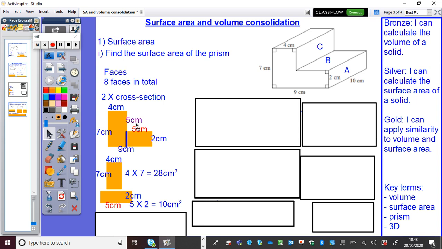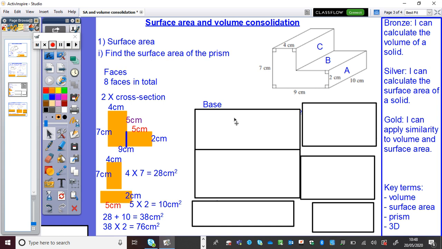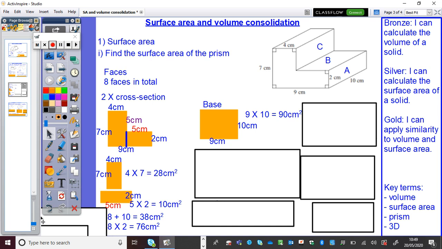So I've got 28 centimetres squared for this part, 10 centimetres squared for this part. Obviously I then need to add those together. I put at the top, I've got 2 lots of the cross section, the front and the back, so I've then multiplied that by 2. The next part that I'm going to look at is the base, because I think that's one of the easiest parts to work out as well. The base is just going to be a rectangle, 9 multiplied by 10, 90 centimeters squared.